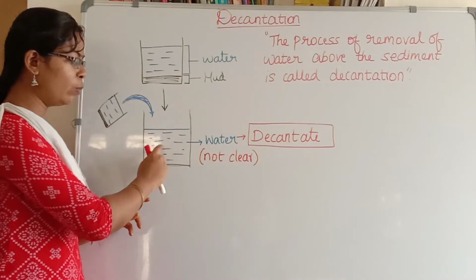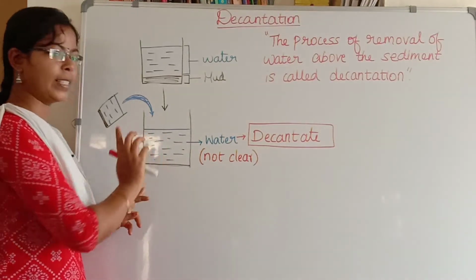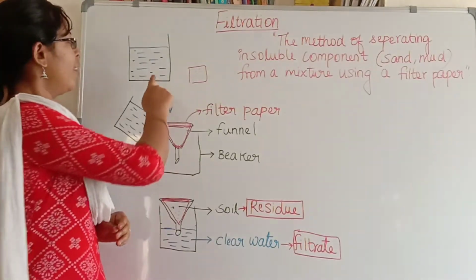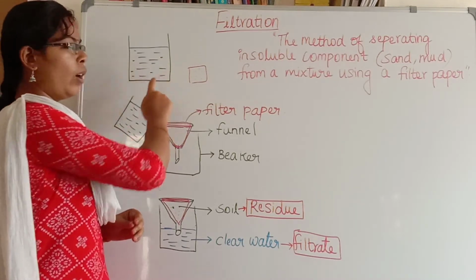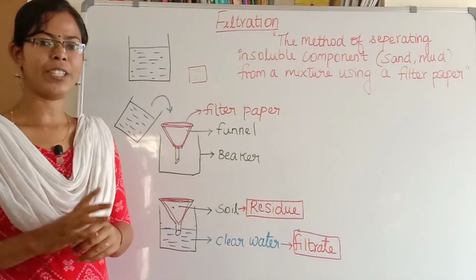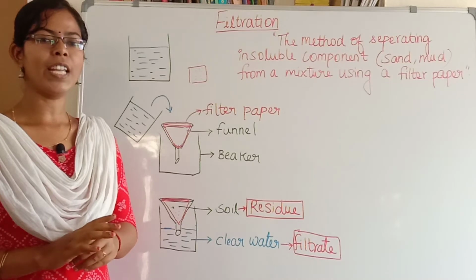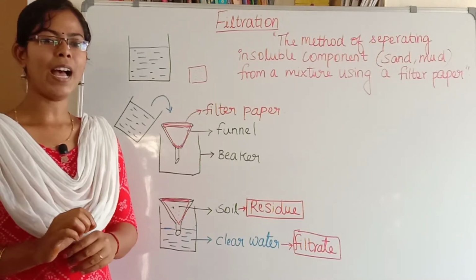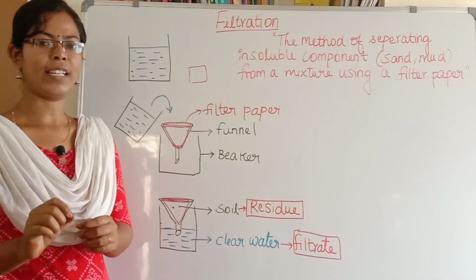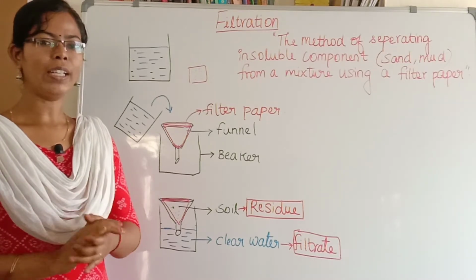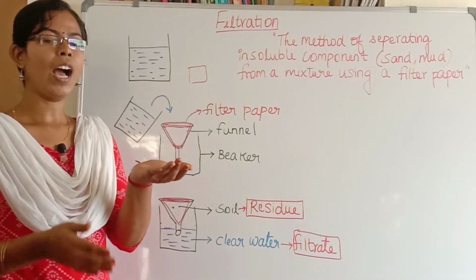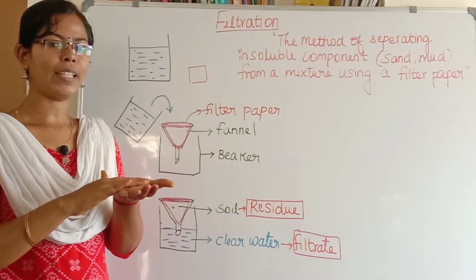Now we have to remove these very fine soil particles. In order to remove these fine soil particles from the water, now we are going to do a filtration. For filtration, we need a filter paper. Filter paper has very fine pores in it. It will allow only water to pass through it, and it won't allow soil particles.